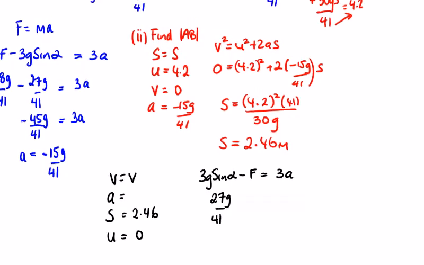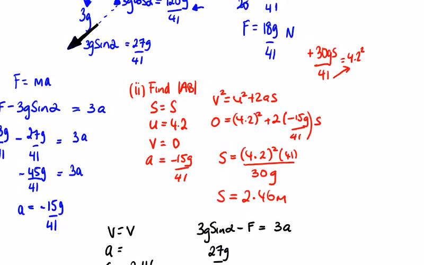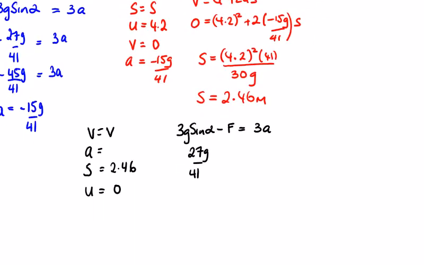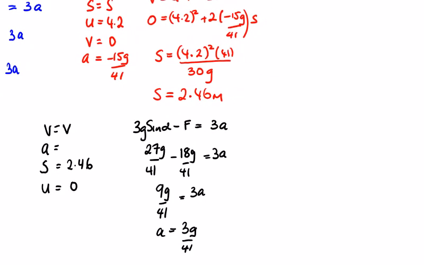F is not going to change. What do we get for F? 18g over 41. And that's going to be equal to 3a. So 27 minus 18 is 9g over 41 is equal to 3a. And if we bring that 3 underneath, it'll divide into the 9 3 times. So a is going to be 3g over 41. Okay, so now I have my a.